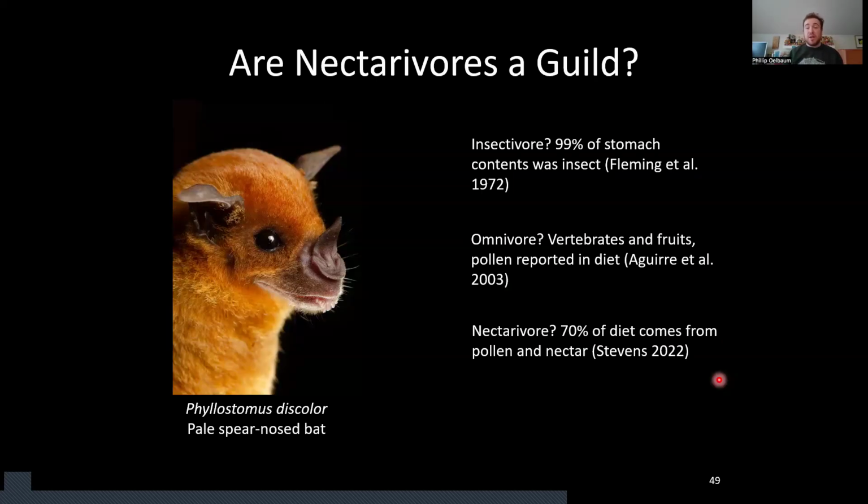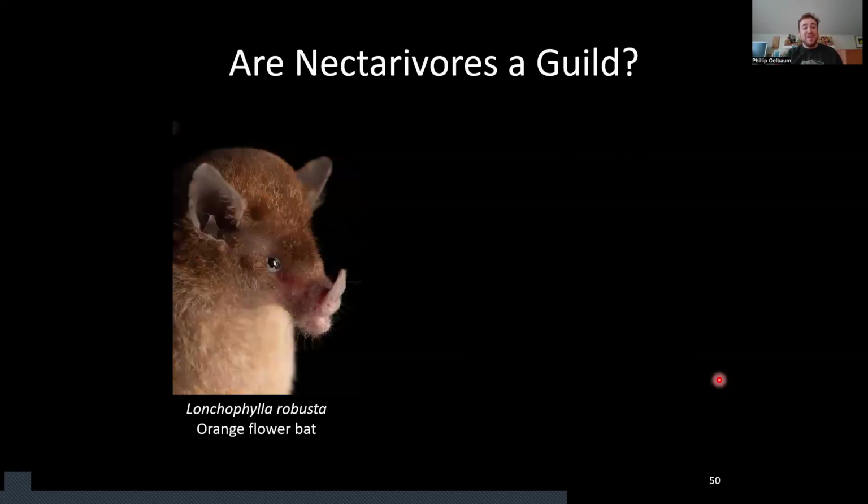So when we think about the dietary guild of this bat and the dietary niche of this bat, how wide does that extend, and is that entirely context dependent? We need more studies on this, to be honest.